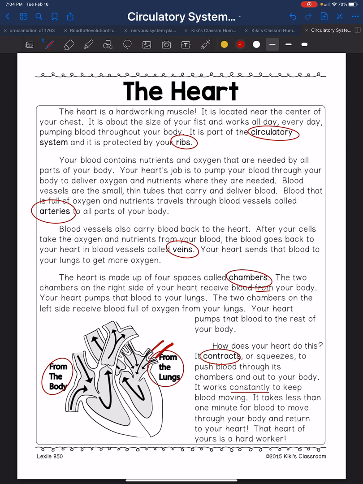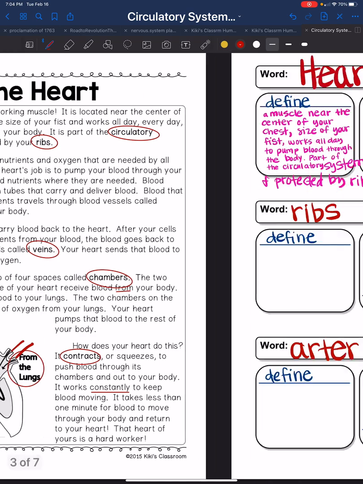It takes less than 1 minute for blood to move throughout your body and to return to your heart. That heart of yours is a hard worker.